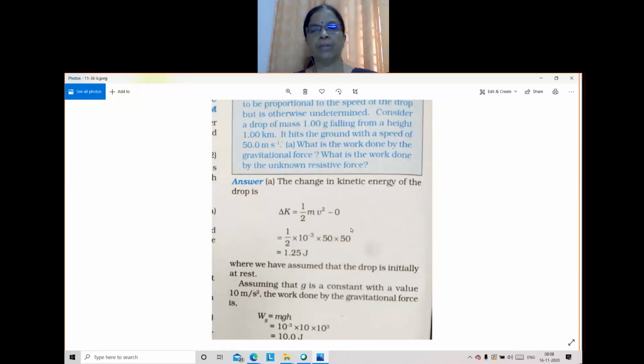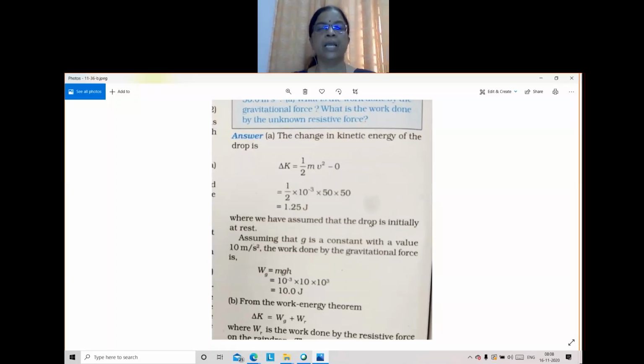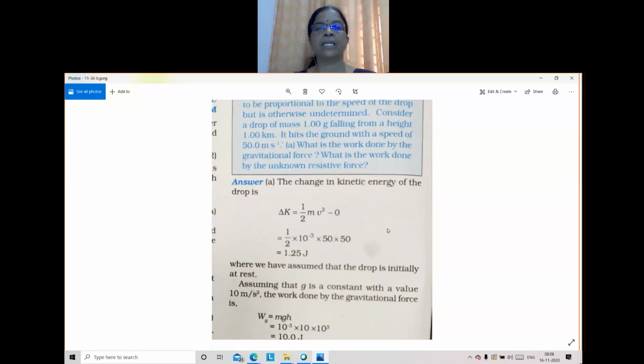Then it is falling downwards. So initial velocity is 0. So half into m, 10 raised to minus 3, into v, the velocity 50, squared. That is the final velocity. Minus 0, as the initial velocity is 0. So what is the change in kinetic energy? 1.25 joules. And we have studied the work energy theorem: change in kinetic energy is equal to work done. So here, we got the work done by gravitational force.